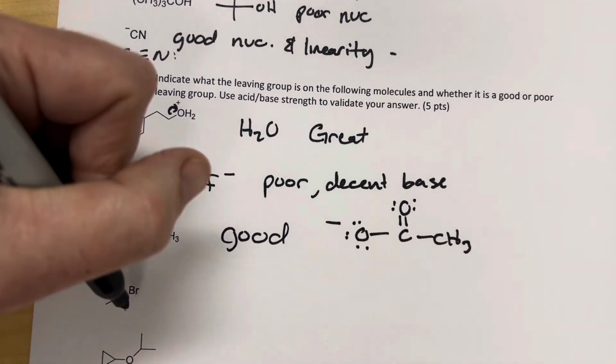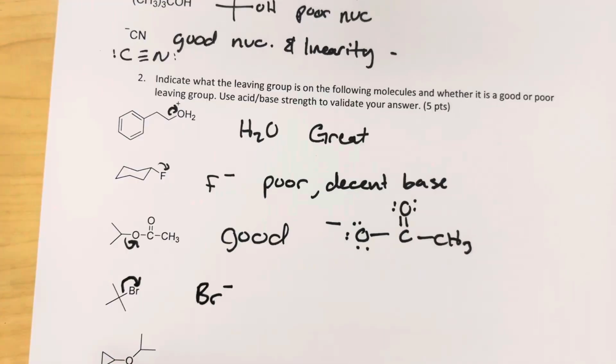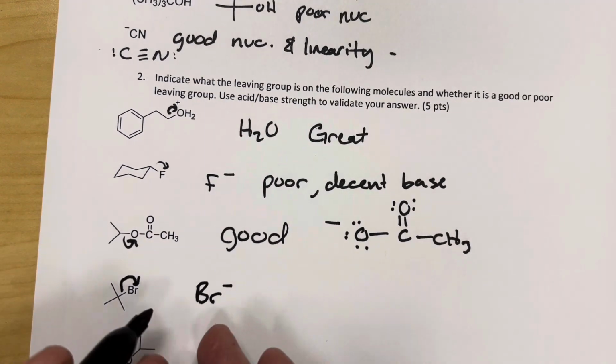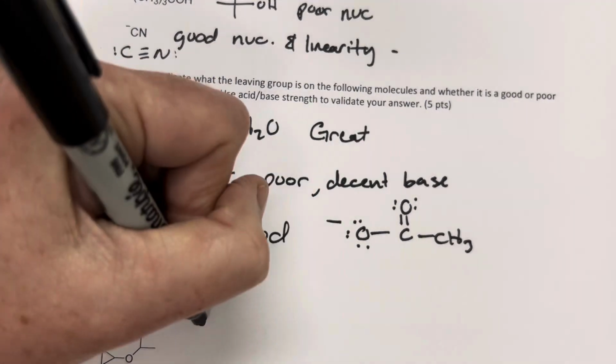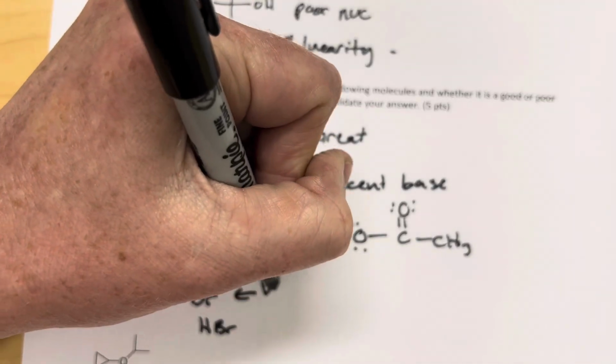All right, then we have bromide. This would go here. We'd have a Br minus. We already know bromide's a good leaving group, but the reason why is because if you took its conjugate HBr, this would be a strong acid, telling you that this is a very weak base.